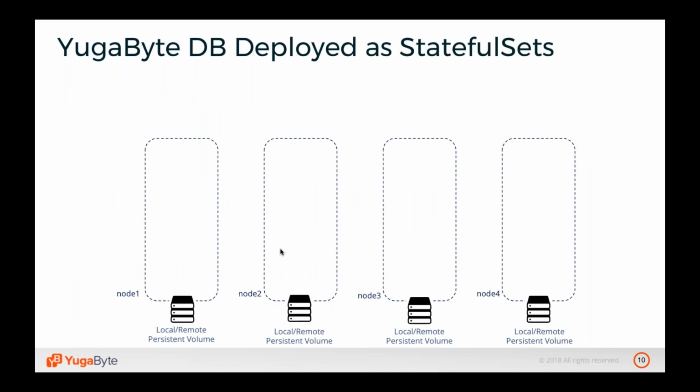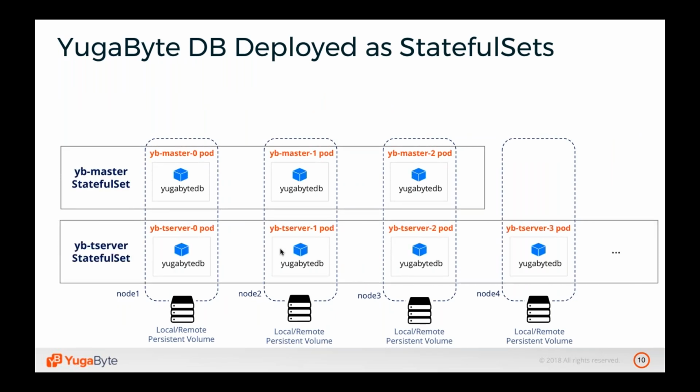Okay, so when we're trying to deploy Yugabyte as a stateful set, we have a number of nodes. Each of them has either a local disk, or it could be an on-the-fly dynamic remote persistent volume. Now we first deploy the masters across the 3 nodes, and notice that they're called YB master 0, YB master 1, YB master 2, so they're numbered. Then the tablet servers across 4 machines, or however many machines we need. So that's T server 0, 1, 2, and 3.